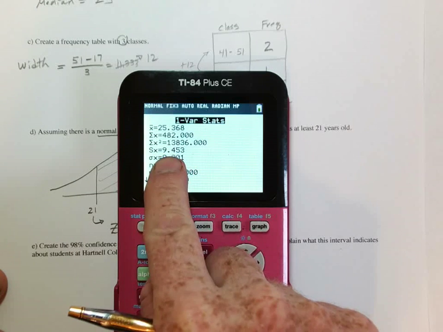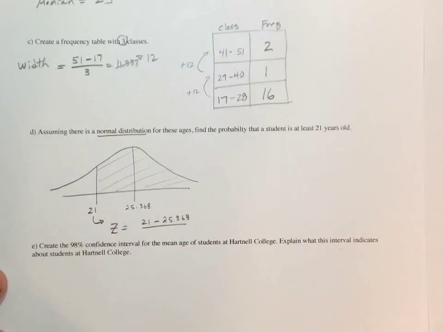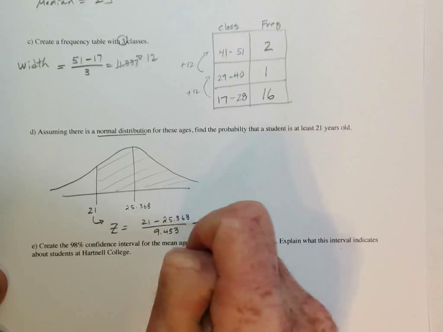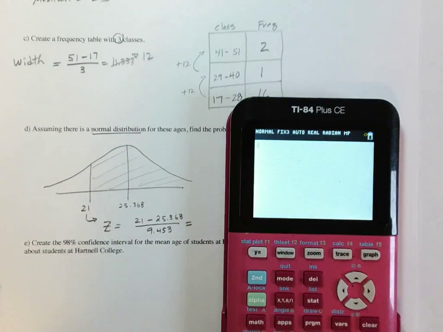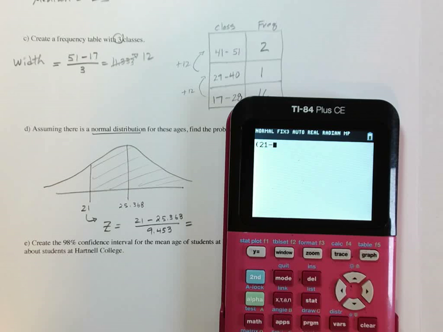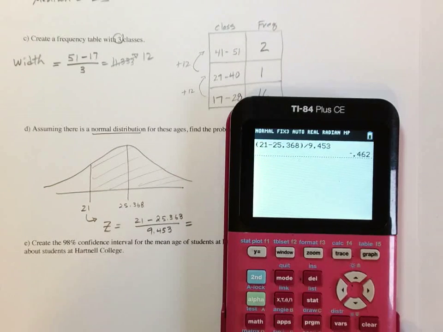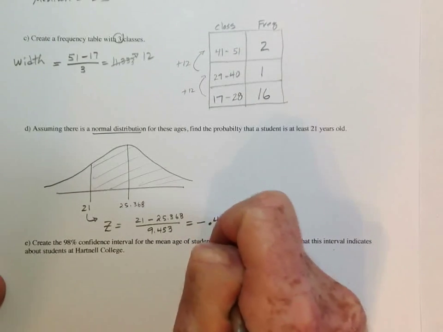The S would be 9.453. Okay, so calculate this. 21 minus 25.368 gets divided by standard deviation. The z turns out to be negative 0.46. So with z-scores, we only use 2 decimals.